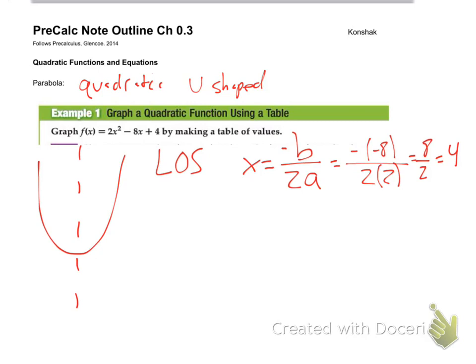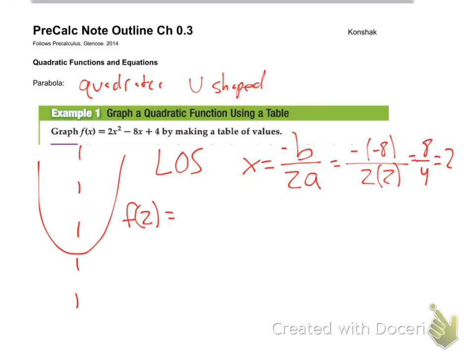Oh, sorry. 8 over 4. My bad. It should be 8 over 4, which is 2. What do I do with that 2? Plug it back into the equation. Why would I want to do that? Not because it matches, but because I need to find the y value associated with that. So I want to do f of 2.